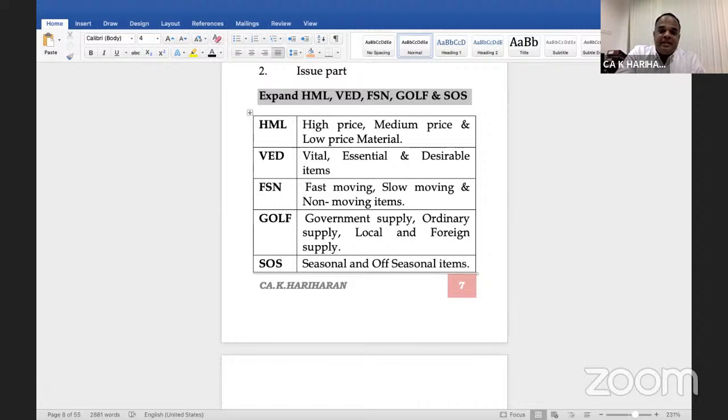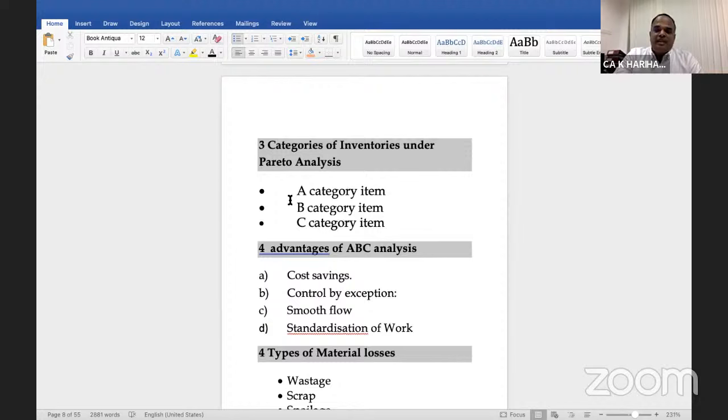Then the three categories of inventory: Pareto analysis. Pareto analysis is also called selective stock control analysis, also called ABC analysis, also called 70:20:10 analysis. Here we are going to classify the inventories into three categories: A category, B category item, and C category item. That's why ABC analysis.